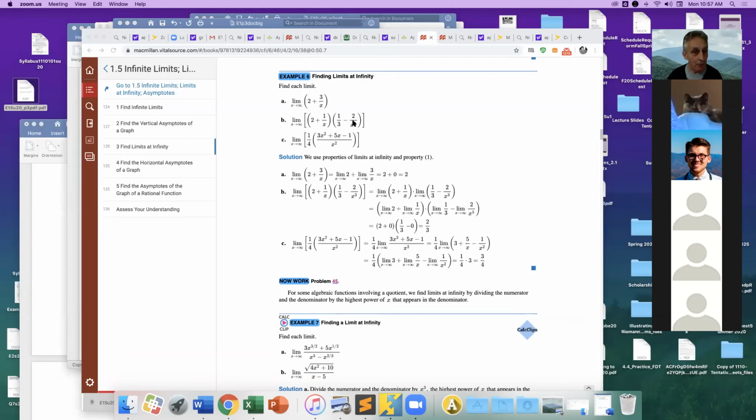So you end up with, right down here, the limit of this product and the sums is equal to the sum of these limits multiplied together. And you end up with 2 plus 0, boom, and 1/2 minus 0, boom. So you get 2 times 1/3, which is 2/3, okay?